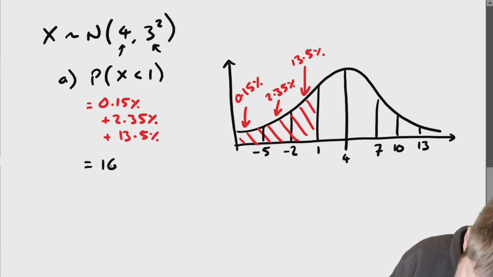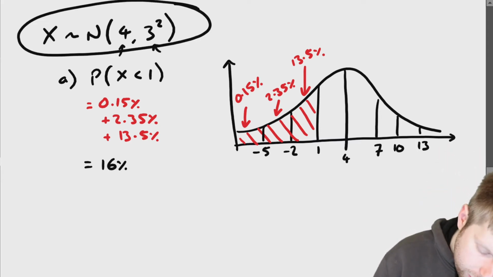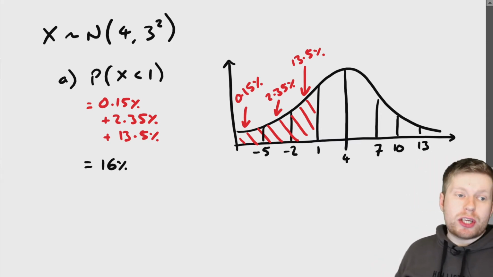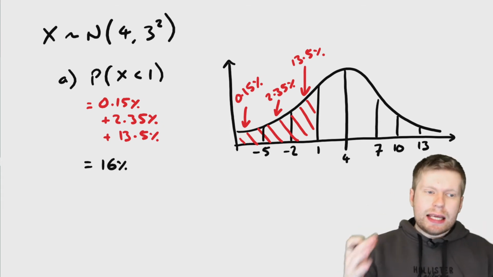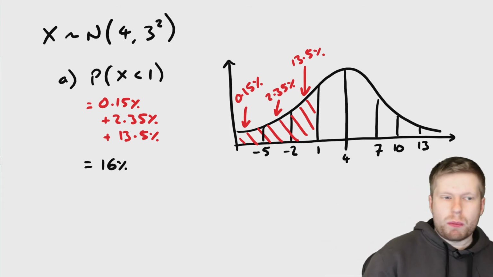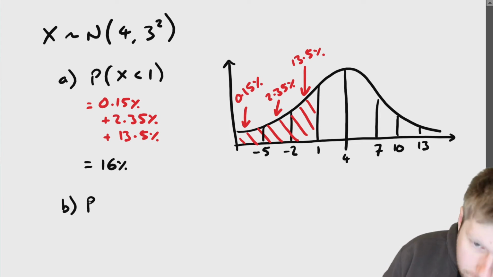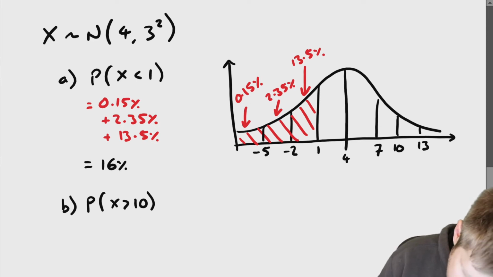So that's going to be 16% that my random variable for this particular distribution, so with a mean of 4 and a variance of 3 squared, the probability that I choose a value which is less than 1 is 16%. Or another way of interpreting that, 16% of my values should be less than 1, okay? So both ways are fine. If I have a look at this probability, so if I want the probability that x has got to be greater than 10, well, let's have a look at this, okay?